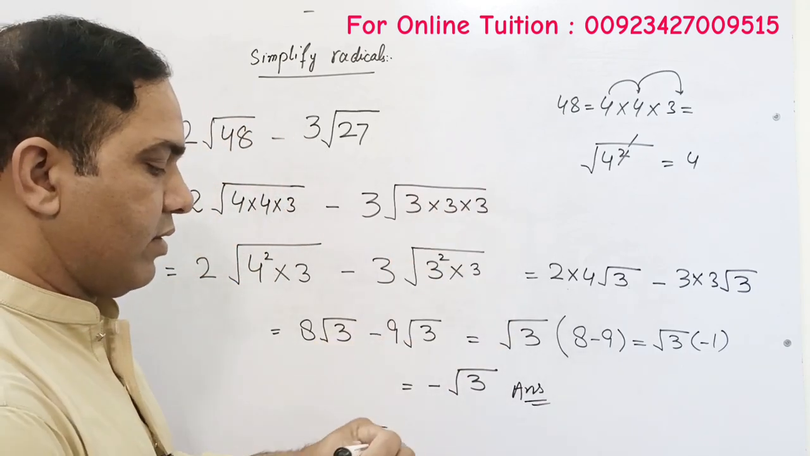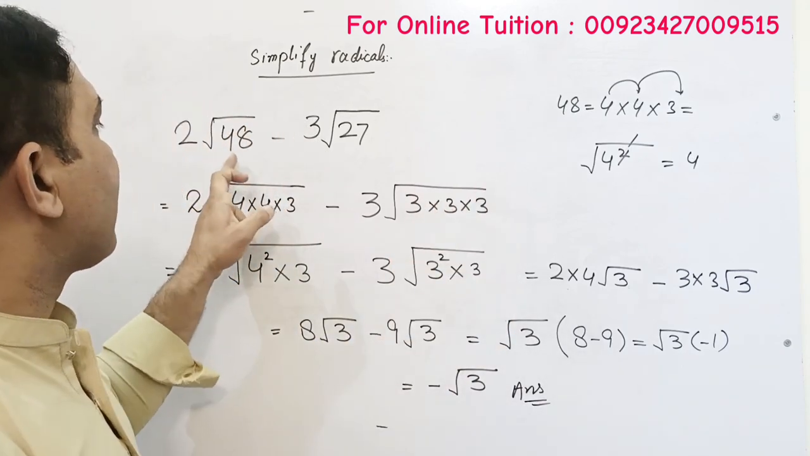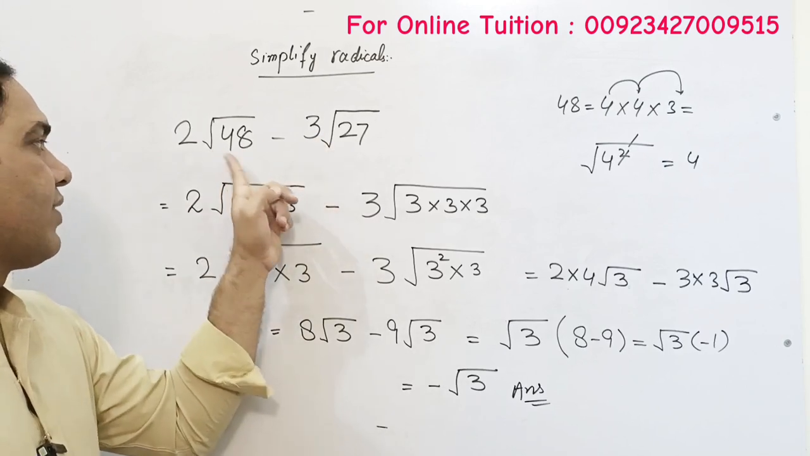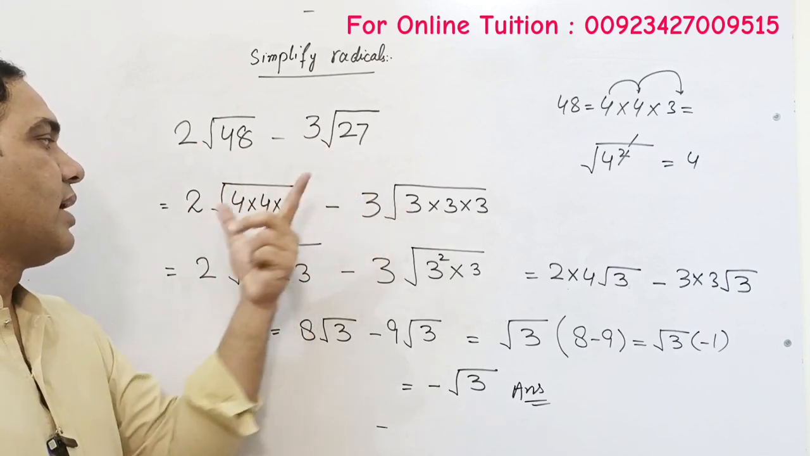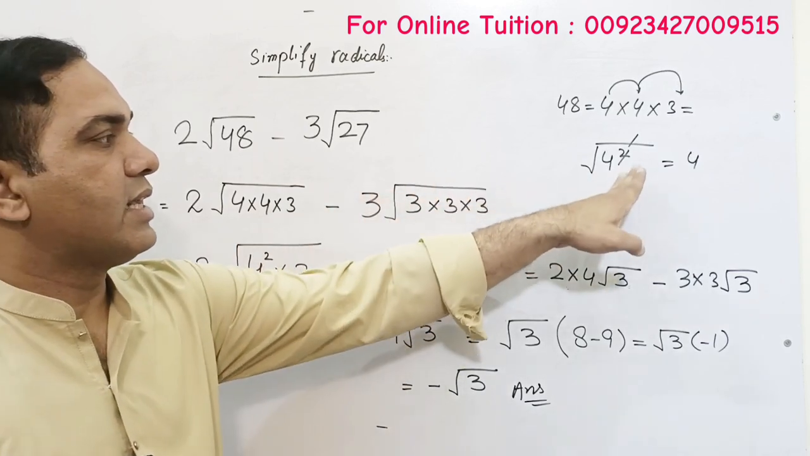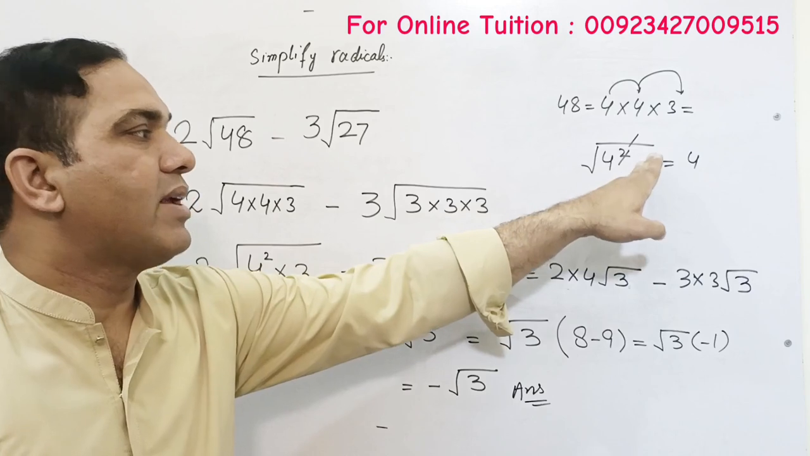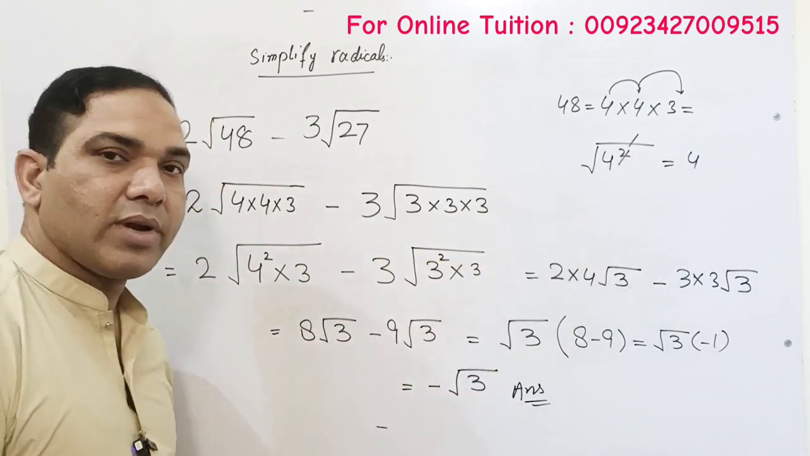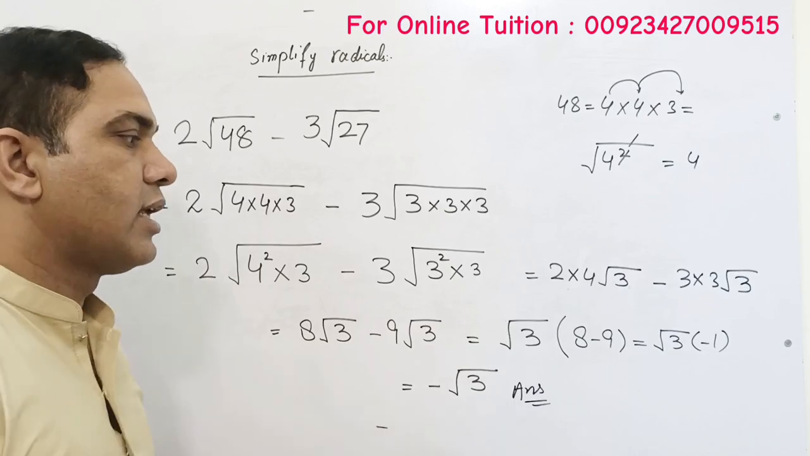This is very simple and you must know how to factor them. First of all, factor the values in the square root, and after that apply this rule. We know that square will always cancel with square root. So this is 4. So just calculate it and this is your answer.